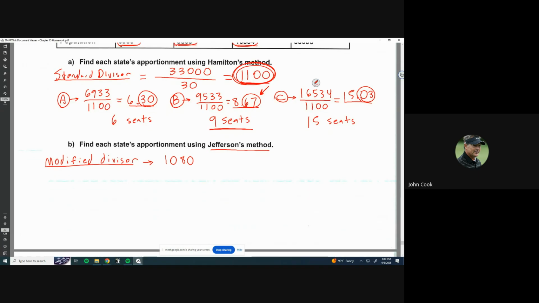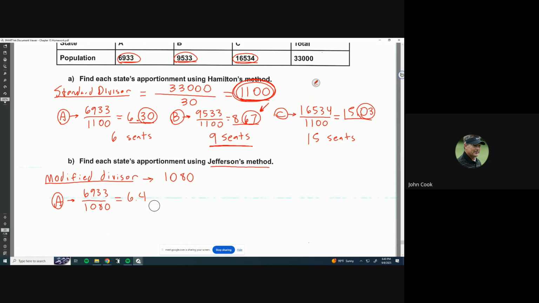All right, so if I take state A and I take the total 6933 and divide by 1080, let's see what I end up with. Using the same calculator options, just dividing, I get 6.4194444. So if I want to cut it off at 2 decimal places, since this one's higher than 5, I'm going to add 1 onto that little 2 there, so make it a 42 instead.